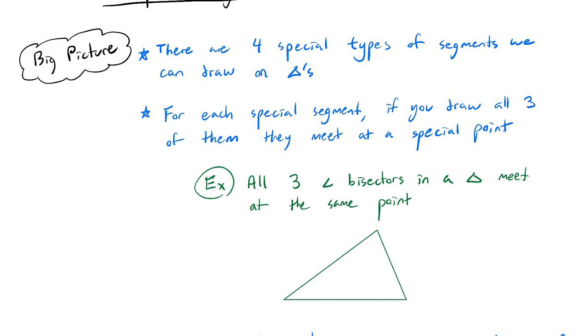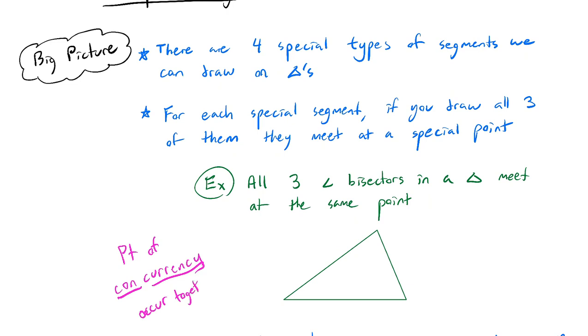So for example, if we're talking about angle bisectors, all 3 angle bisectors meet at the same point, which is interesting. So we call that the point of concurrency. And if you think about what that means, concurrency means together or with, occur. So that literally means they occur together.